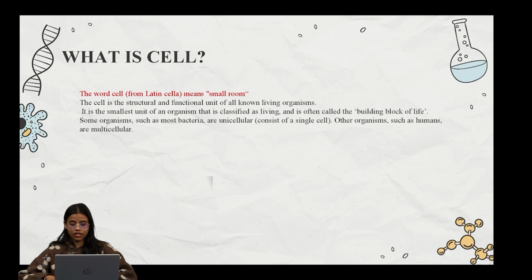The cell is the structural and the functional unit of all known living organisms. It is the smallest unit of an organism that is classified as living and is often called the building block of life. Some organisms, mostly bacteria, are unicellular, and other organisms such as humans are multicellular.